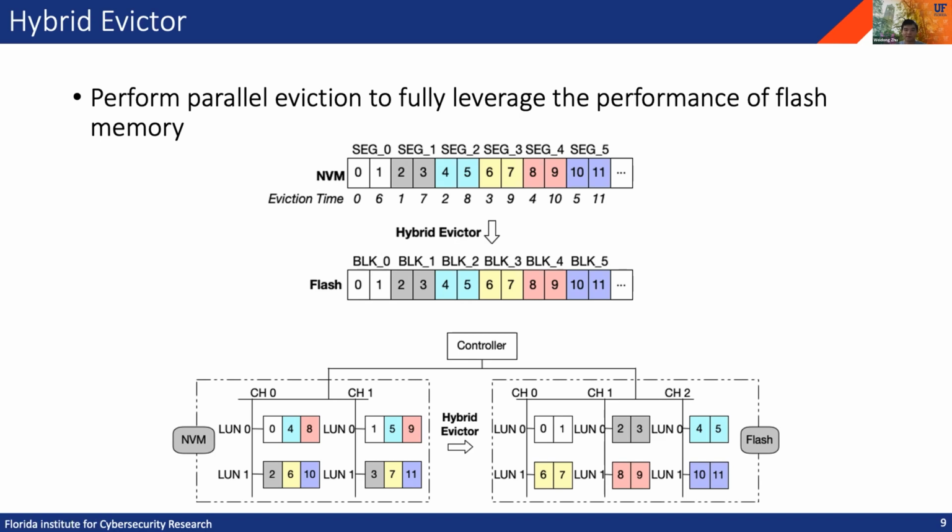Therefore, as you can see from the figure of the physical layout, our parallel eviction could maximize the throughput of flash memory without losing the spatial locality of data in a flash block.